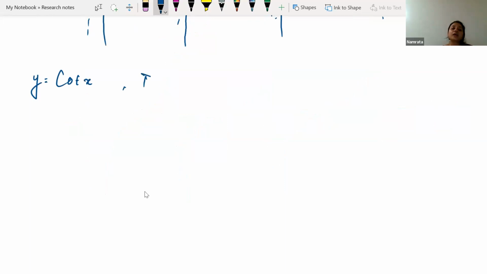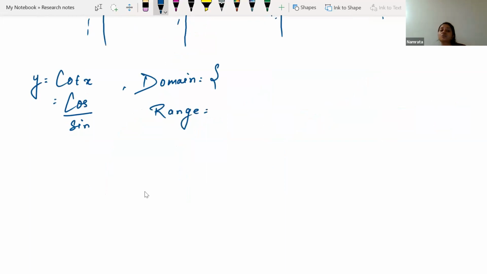Again, domain and range. Cot means cos over sine. Now, please tell me what will be the domain, because till now I have only told you what will be the domain. Now you are supposed to tell me what will be the domain of the given function. What will be the domain?